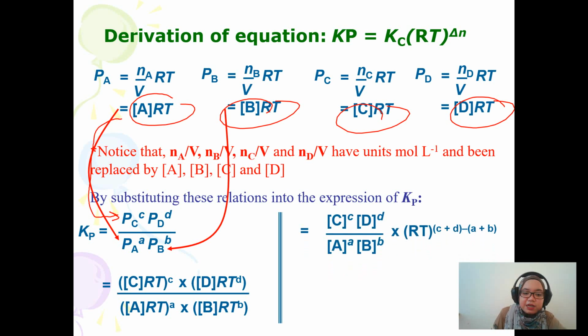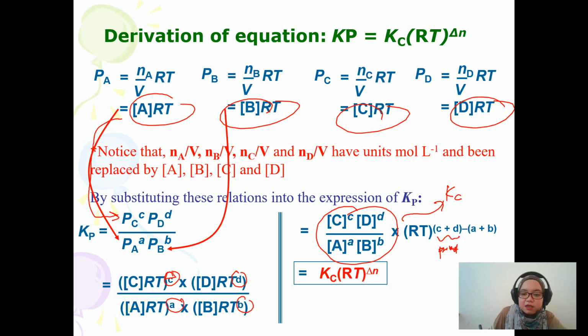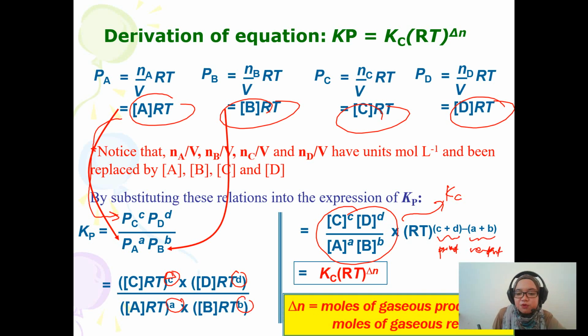Because we will take out the RT and its superscript, and then we combine the concentrations only. So this is actually the expression for Kc. That is why we get Kp equals Kc times RT to the power of C plus D minus A minus B. Because this is C plus D minus A plus B, following the mathematics. So this is the product, and this is the reactant. This is the moles of gaseous products, and this is the moles of gaseous reactants. So that's why we get this as the final equation for the relationship between Kc and Kp.